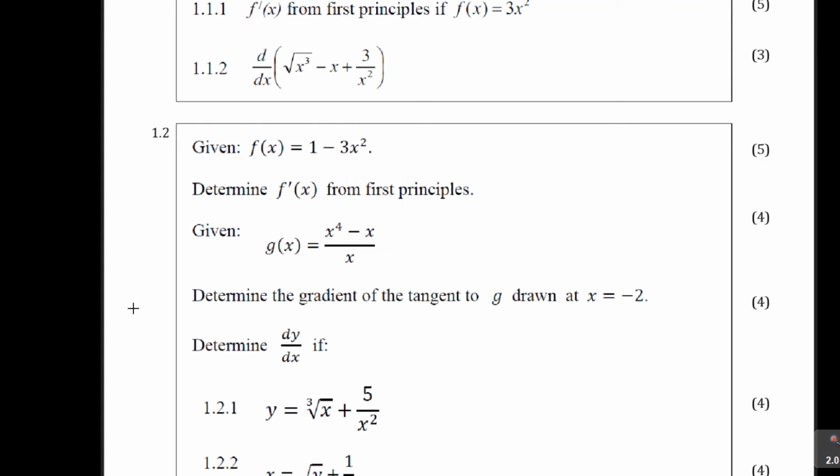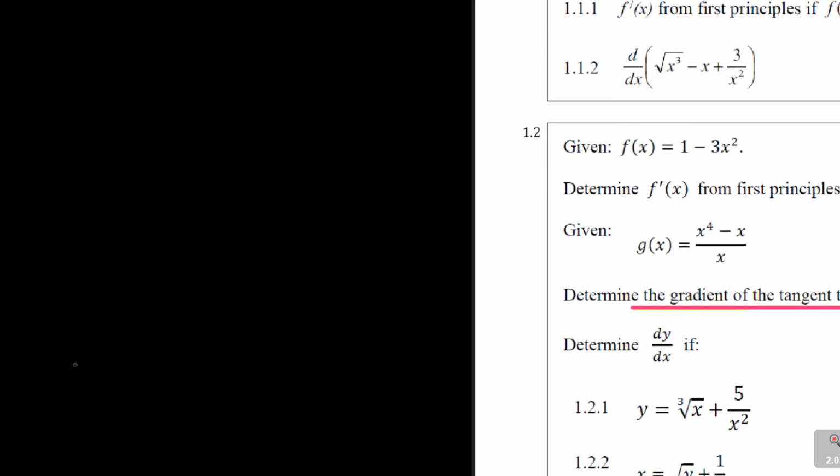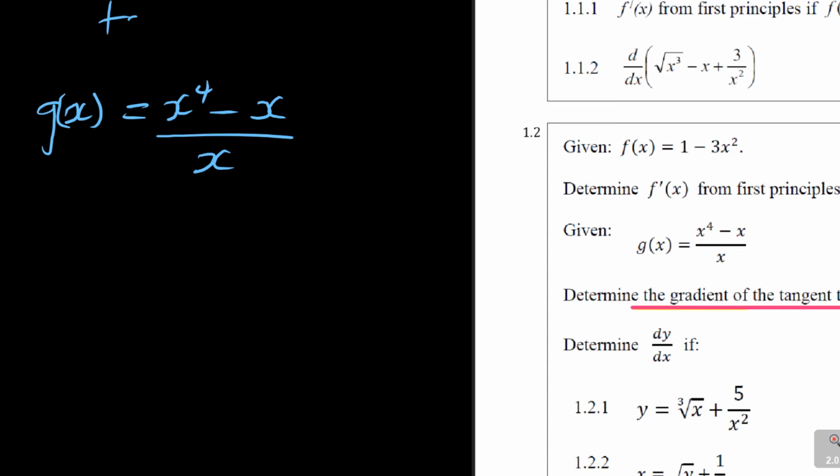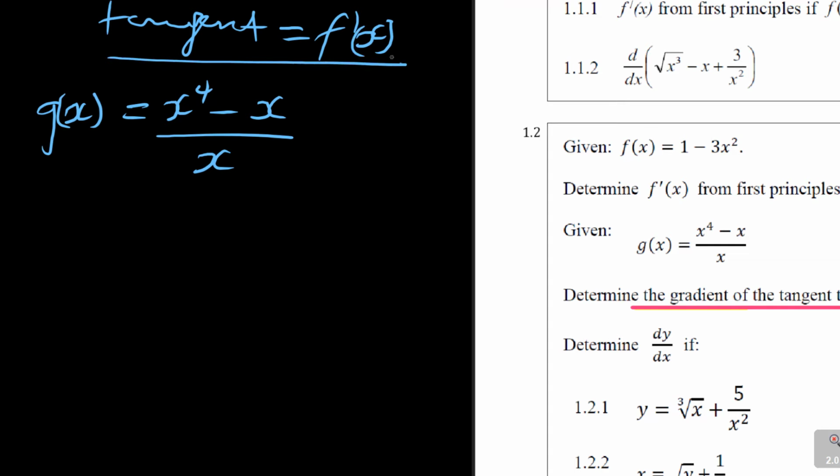Be careful now. When they ask you such a question, gradient of the tangent, you must first find the derivative. But what they've given you is a bit tricky. They gave you g of x is equal to x to the power 4 minus x, over x. When they talk of a tangent, you must know that tangent is equal to f prime x. Just have that in mind.